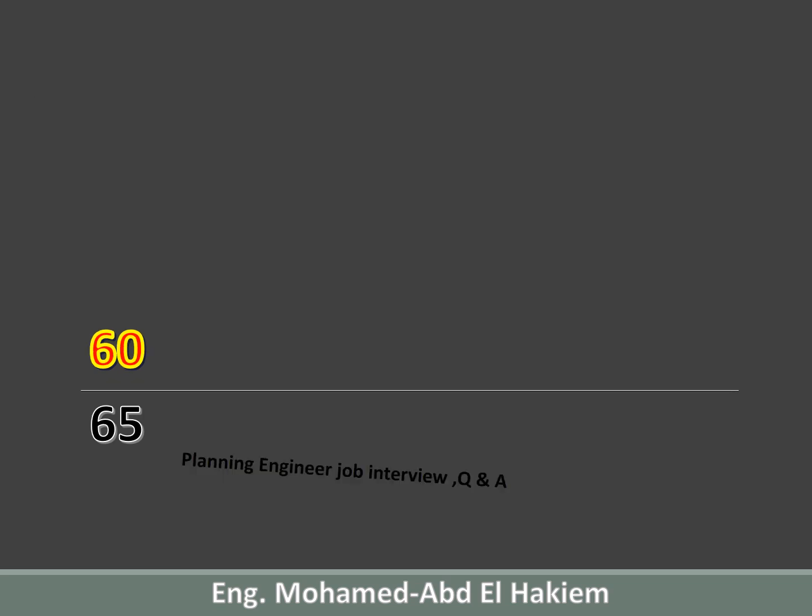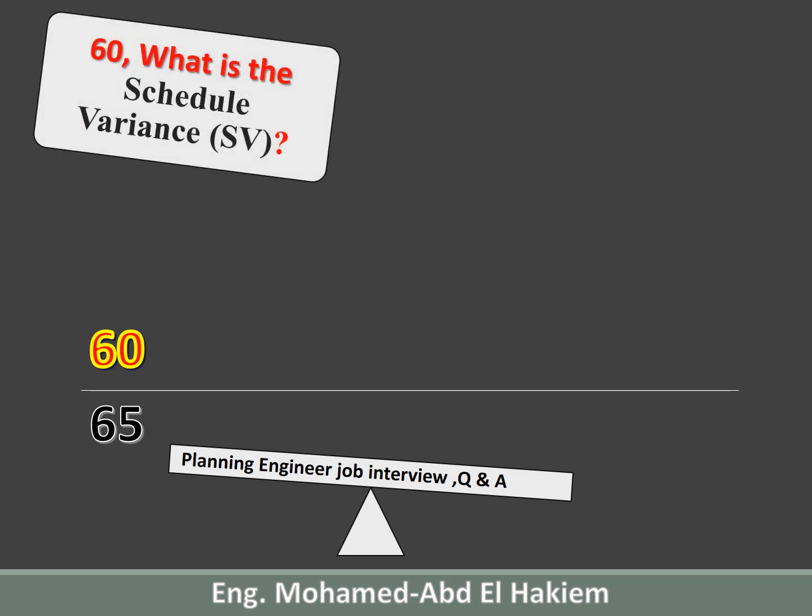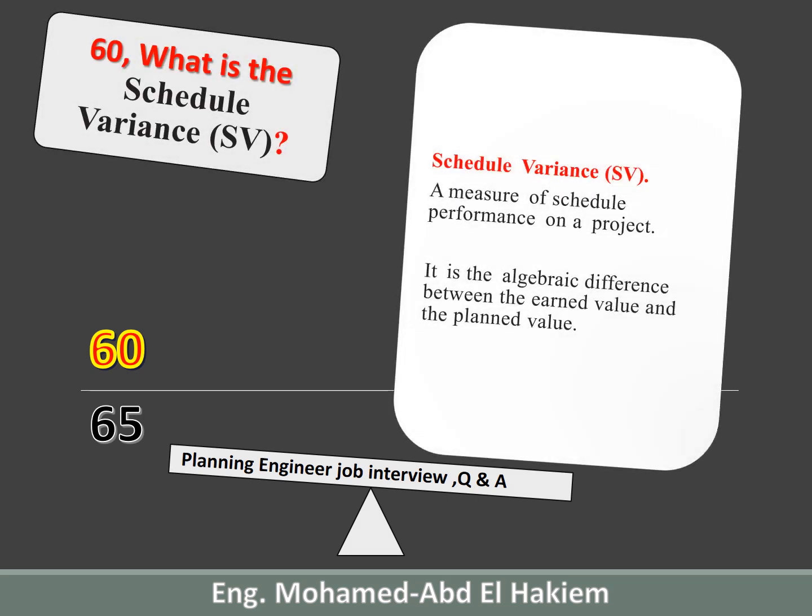60. What is the schedule variance? Schedule variance. A measure of schedule performance on a project. It is the algebraic difference between the earned value and the planned value.